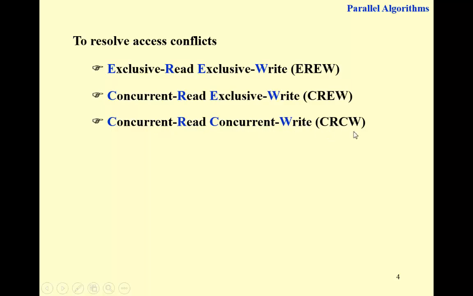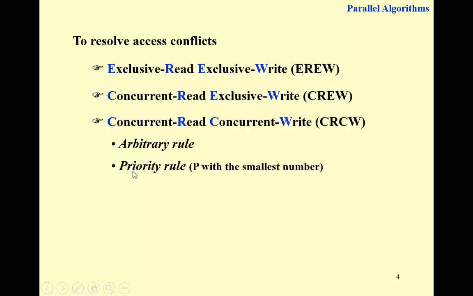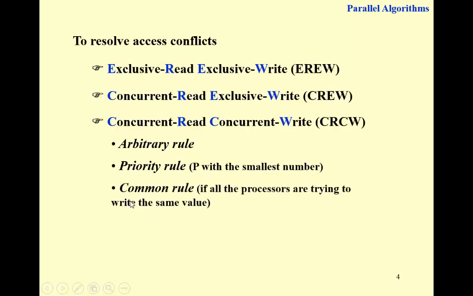And for CRCW, we have again three rules to choose from. One is the arbitrary rule. It means that we just arbitrarily select a processor to have the access. Another one is the priority rule. That means we always select the one with the smallest number. And the last one is the common rule. That means we allow all of them to write only if they are trying to write the same value.